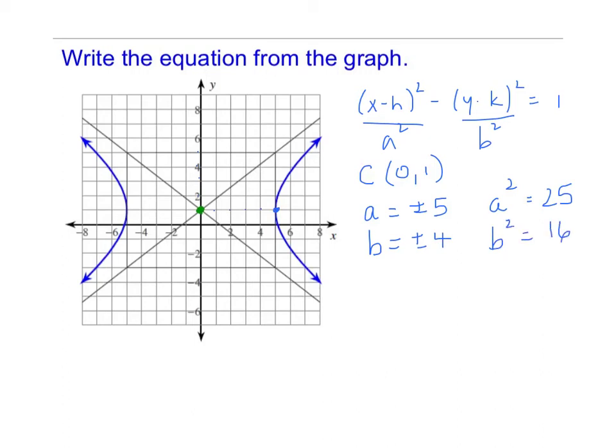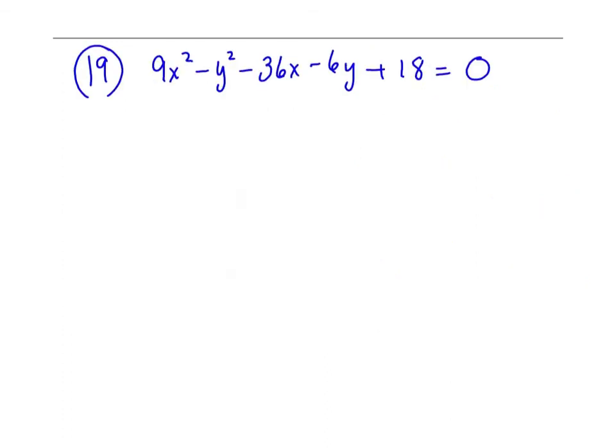So I have everything I need to write the equation. I'm going to have x minus 0 squared, so x squared, minus y minus 1 squared equals 1, all over, which one comes first? A, so this is 25 and this is 16, and we're done. So that's how you write the equation from the graph. Okay, we've been completing the square now for a while, so I'm going to work one more of these problems, and then that'll be it.